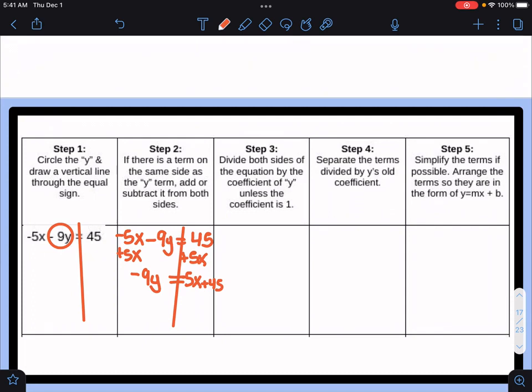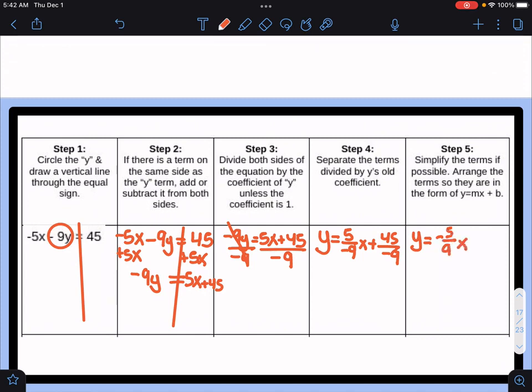Then divide both sides of the equation by the coefficient of y. Well, here my coefficient is negative 9, so I'm going to have to divide both things by negative 9. I'll be left with y equals 5 divided by negative 9x plus 45 divided by negative 9. And now I'm going to simplify the terms if possible. So y equals 5 divided by negative 9 is just negative 5 over 9x. And 45 divided by negative 9 is negative 5. And this is in slope-intercept form. Good job.